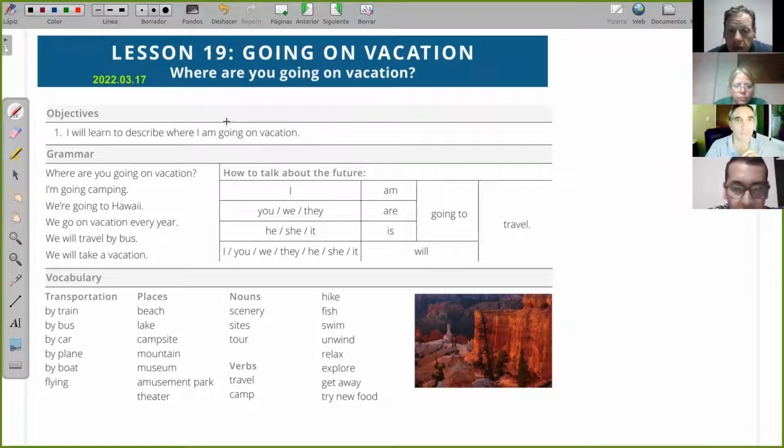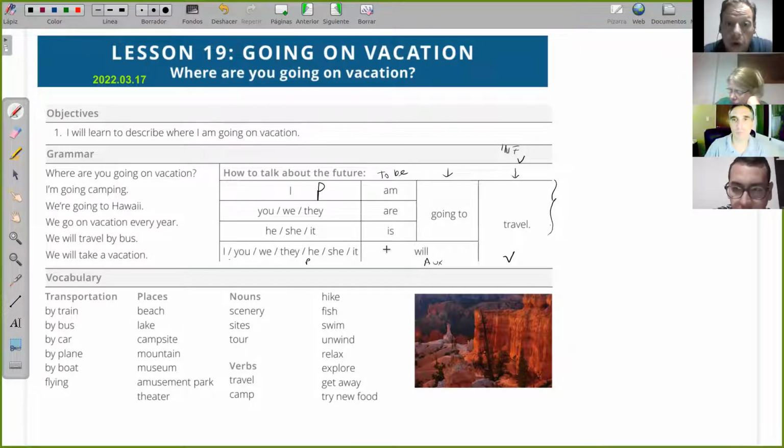We already know how to talk about the future. Okay, so we put the person. We use the verb to be, conjugated according to the person, and going to, and the verb. This was one of the forms, and the other one is person, will, this is the auxiliary verb, and the verb. And this verb is always in the infinitive form.